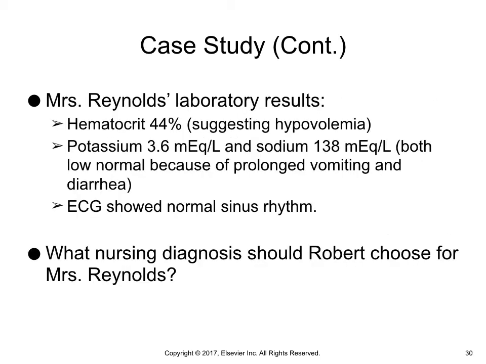Case study continued. Mrs. Reynolds' lab results are as follows: hematocrit 44%, suggesting hypovolemia, potassium 3.6 and sodium 138, both low normal because of prolonged vomiting and diarrhea, and the ECG shows a normal sinus rhythm. Based on the assessment data, what nursing diagnosis should Robert choose for Mrs. Reynolds?